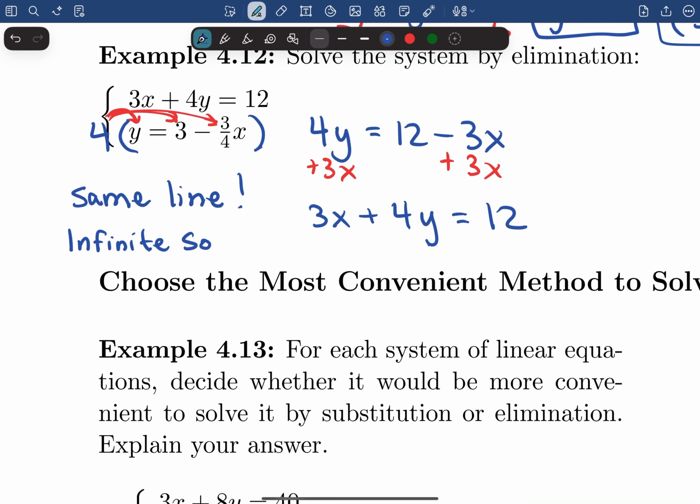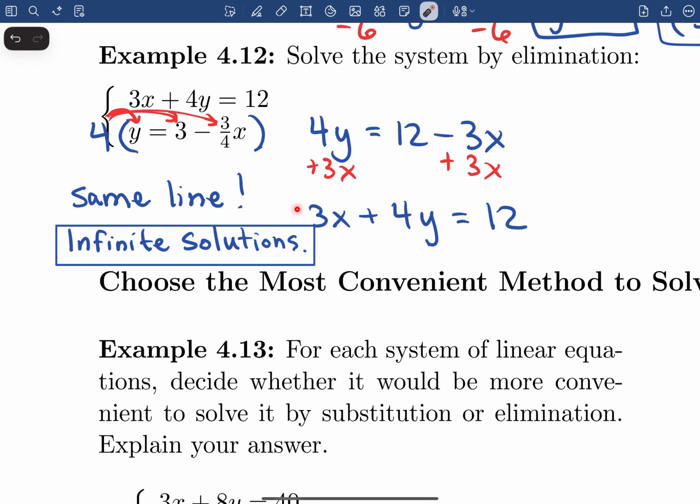Okay, so there we go. There are infinite solutions to this system of equations because we cleaned up the bottom line little by little, and we found out it's the exact same line as the top line.